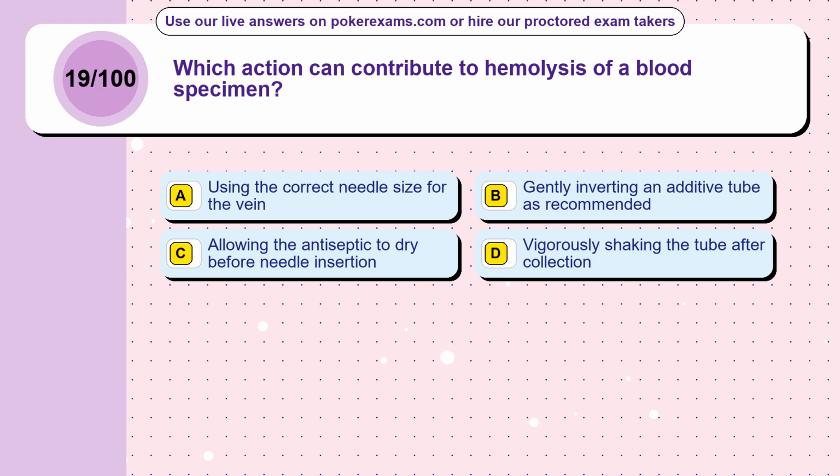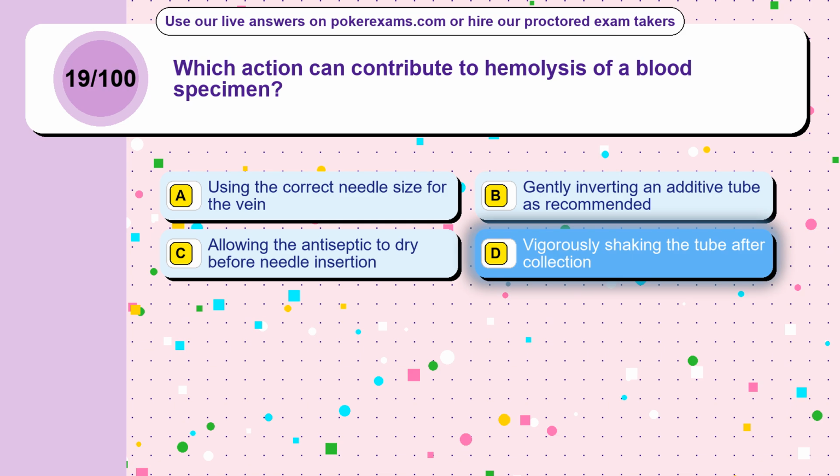Question 19. Which action can contribute to hemolysis of a blood specimen? Option A, using the correct needle size for the vein. Option B, gently inverting an additive tube as recommended. Option C, allowing the antiseptic to dry before needle insertion. Option D, vigorously shaking the tube after collection.